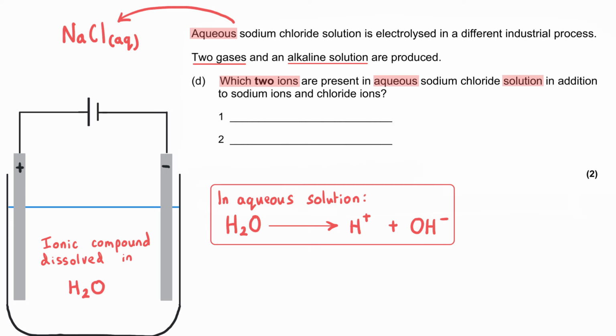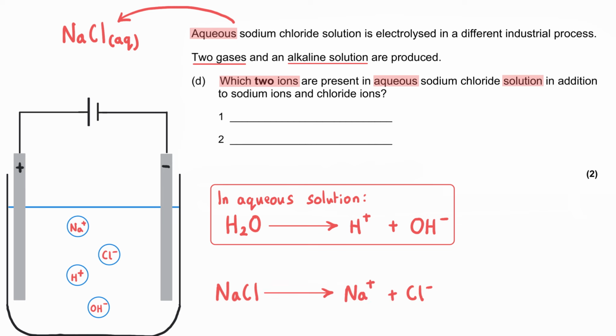This means that in any aqueous solution, along with the ions from the dissolved ionic compound, there are some hydrogen ions and some hydroxide ions. And so in our sodium chloride solution, we will have sodium ions and chloride ions from the sodium chloride. And in addition to this, we will have hydrogen ions, which we could write as H+ if we prefer. And we will also have hydroxide ions, or we could write OH-. And these ions could be written in either order, 1 mark for each.